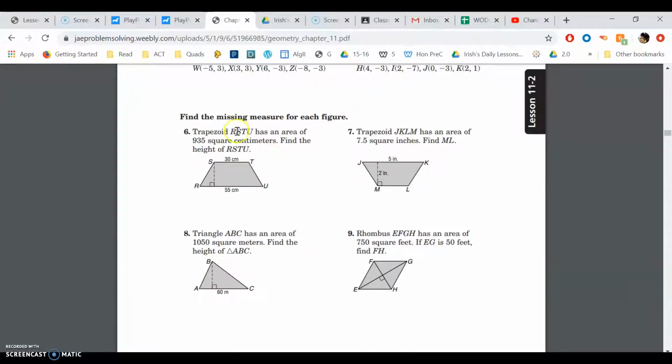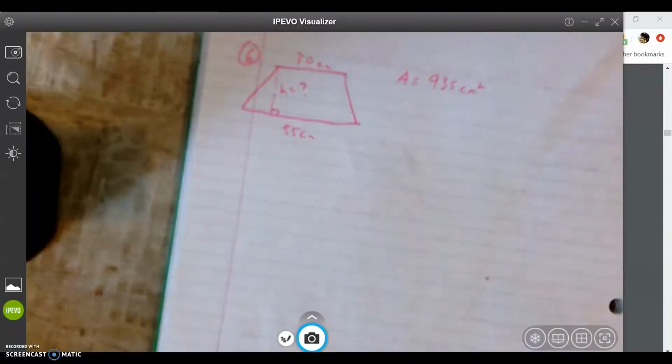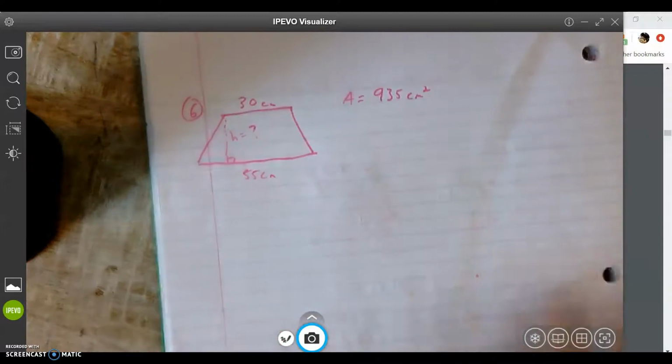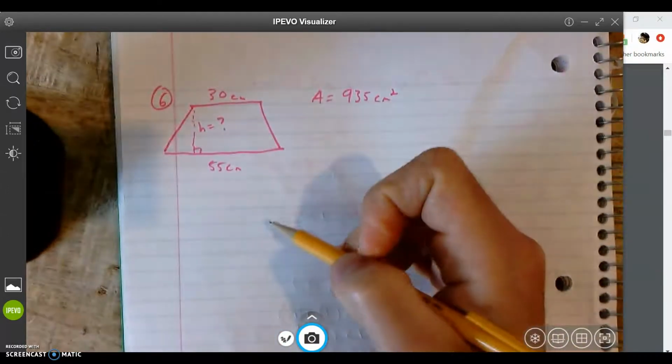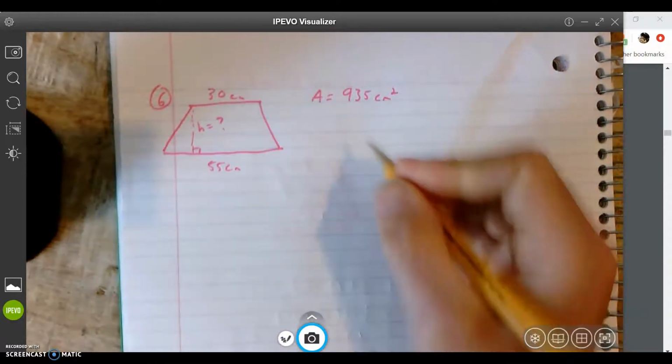So trapezoid RSTU has an area. Oh, so it gives us the area right off the bat. Cool. Find the height. All right, so I got to find this height right here. So copy this down in your notes. Copy this down. Let's see what we got. All right. Here you go. So the area is 935 centimeters squared. Pause the video, see if you can do it. Oh yeah? This is what you got?